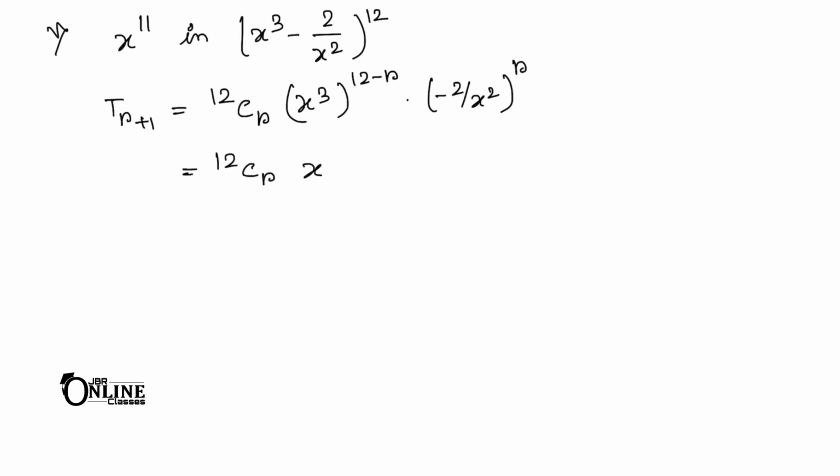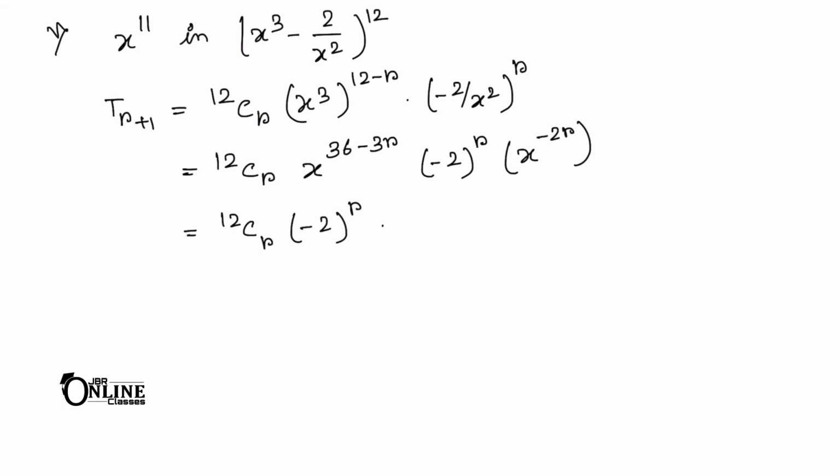So here it's x to the power 36 minus 3r, then minus 2 to the power r, and then x to the power minus 2r. So here 12Cr, then minus 2 to the power r, then x to the power 36 minus 3r minus 2r. So 12Cr, minus 2 to the power r, and it will be x to the power 36 minus 5r.